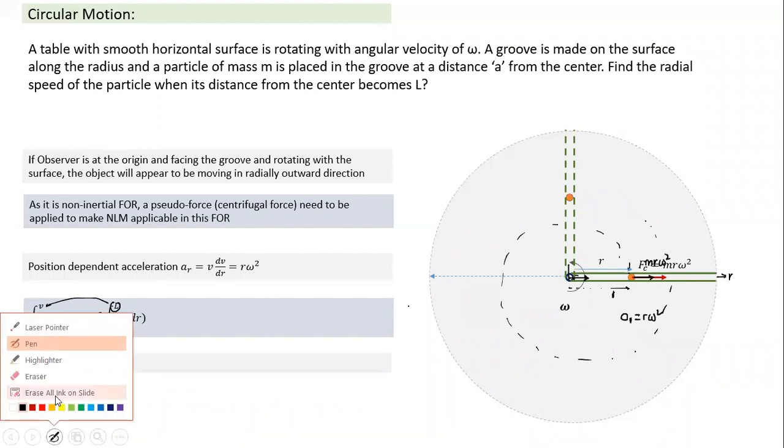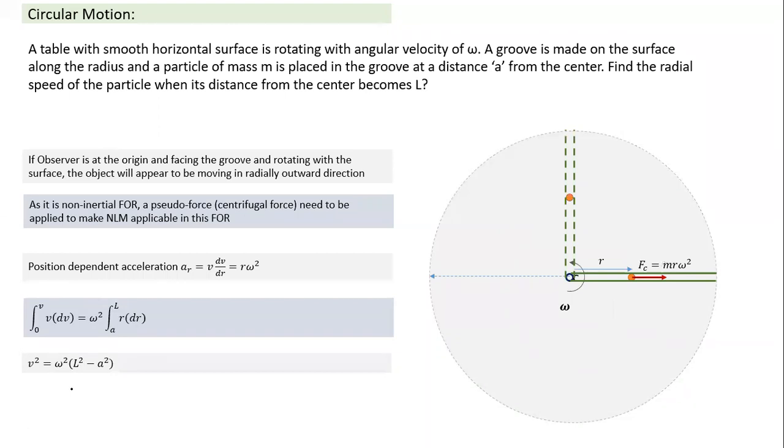Typical example of pseudo force in rotating frame of reference. How to apply, which direction does it act? Pseudo force acts in the radially outward direction. So this object will have a certain position. This r vector is the position of the object from the rotating frame of reference, and that's the value of r, and force will act in the radially outward direction.